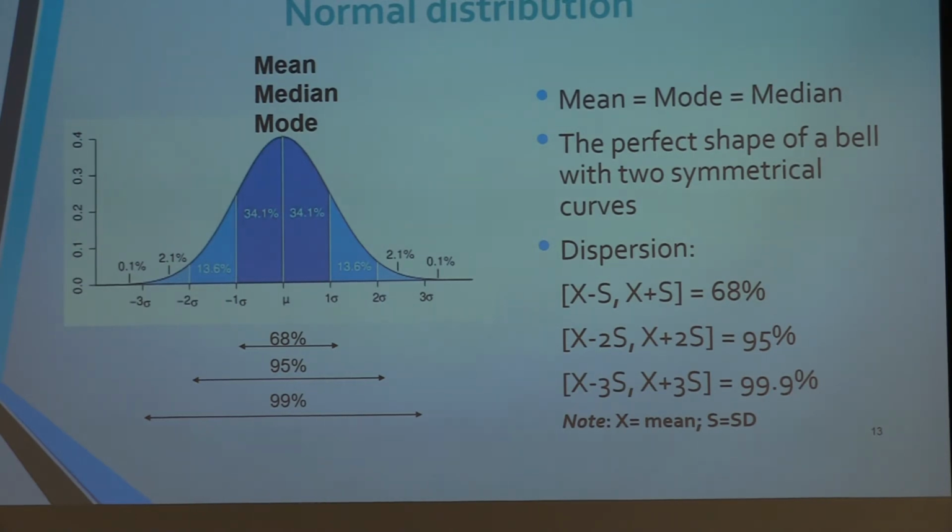Some statistical tests will require your data to be normally distributed. But even if it's slightly not normally distributed, it's okay. You can still go ahead with the statistical test like t-test and ANOVA.